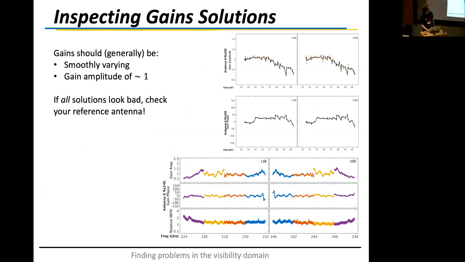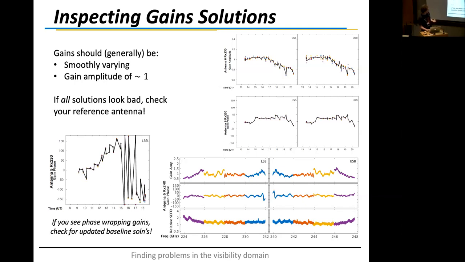When you look at calibrated data, you should also look at the calibration solutions. These are gain solutions that come out of our prototype pipeline. Up top are the wideband gains and amplitudes, and on the bottom are the bandpass solutions, the frequency-dependent solutions. Normally, these should look nice, flat, relatively smooth. The gain amplitudes should be roughly equal to 1. If you see something that's very low or very high, that's a sign that something's not quite right.